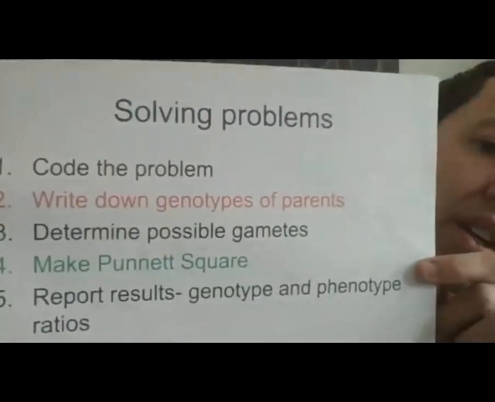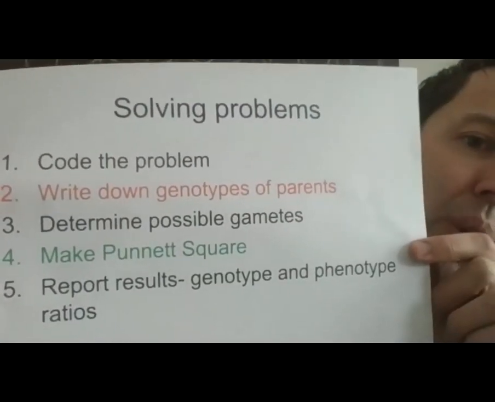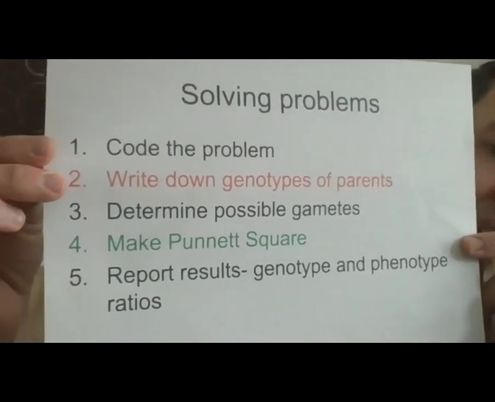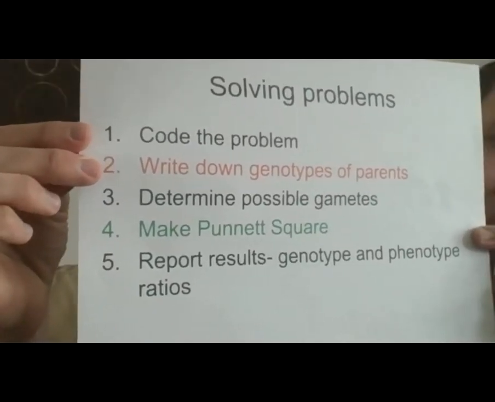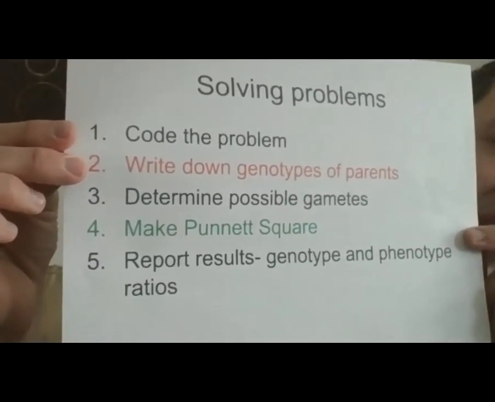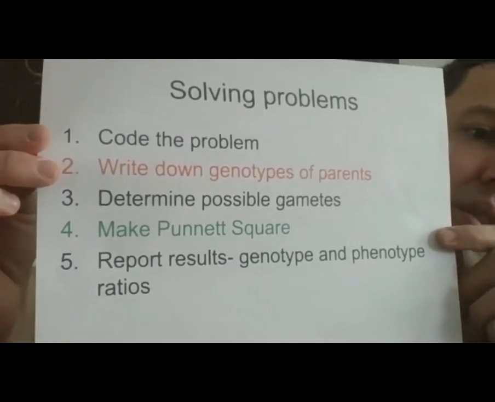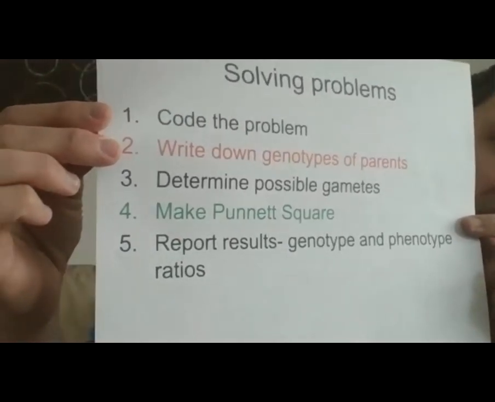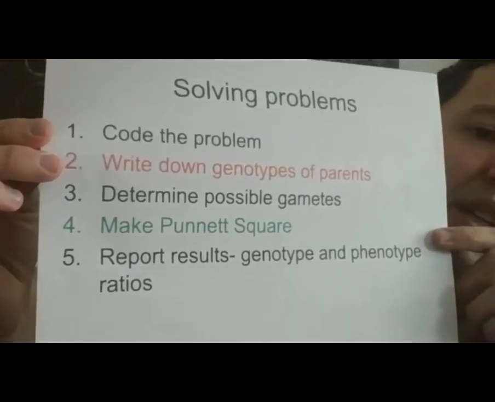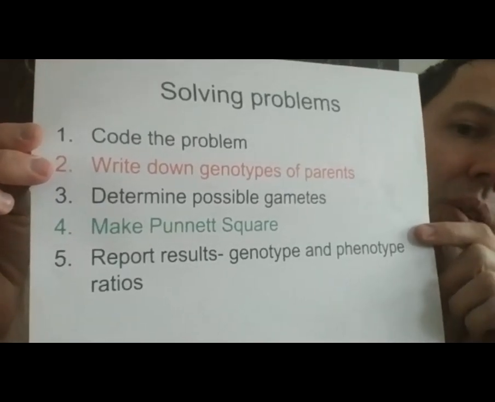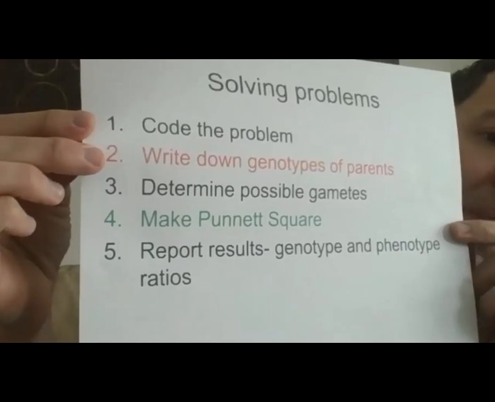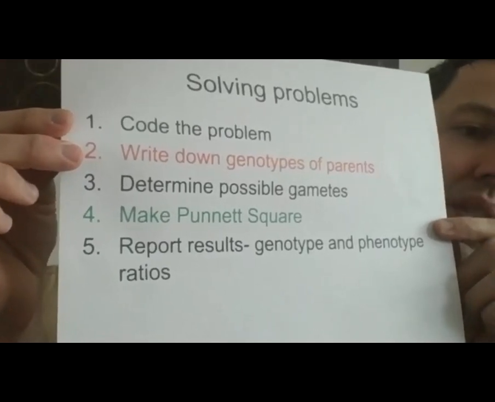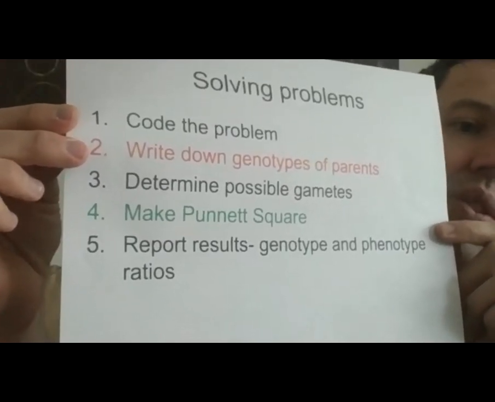So just to review, guys, what you should be doing at home. Here's how to solve the problems. You could pause it or screenshot that, code the problem, write down the genotypes of the parents. You'll probably have to use the word problems to figure that out. Determine possible gametes. That's pretty simple for these unless you're doing a dihybrid cross. And then make your Punnett square and do the cross.